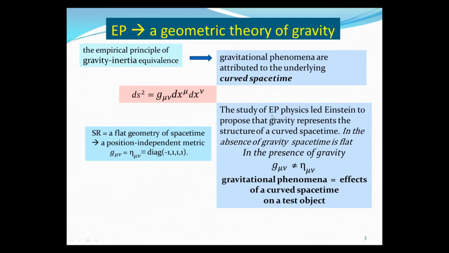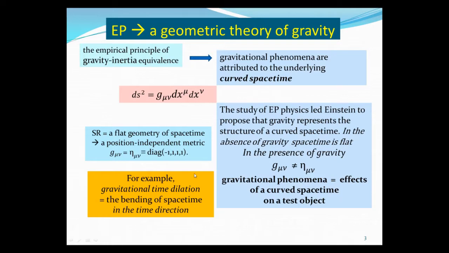But the study of equivalence principle physics led Einstein to propose that gravity represents the structure of curved space-time. In the absence of gravity, space-time is flat. In the presence of gravity, space-time is curved, and its metric is no longer constant. So the gravitational phenomena is simply the effect of curved space-time on a test object. Now, let's talk about a concrete example: how gravitational time dilation can be viewed as due to the bending of space-time in the time direction.